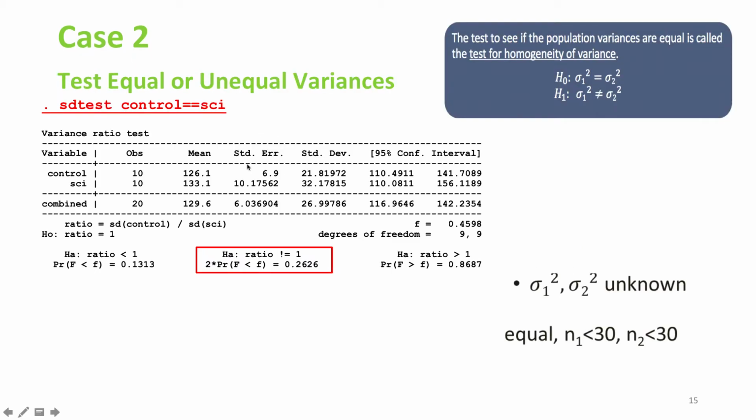Now, first we're going to test equal variance. Do they have equal variance or not? So we're using the SD test. We're going to say control equal to SCI, and we're definitely going to choose this one because it's equal or not. Because 0.2 is greater than 0.05, we cannot reject it. So we're going to say the variance is equal.